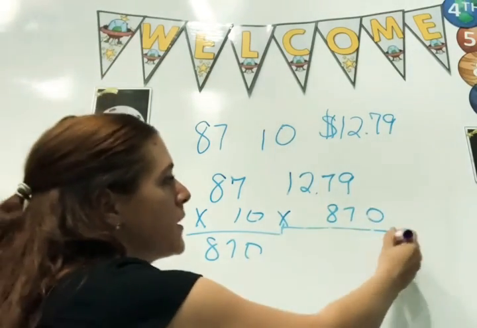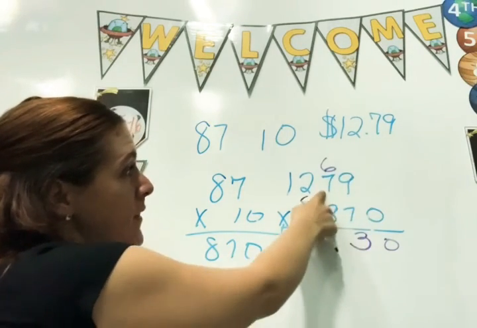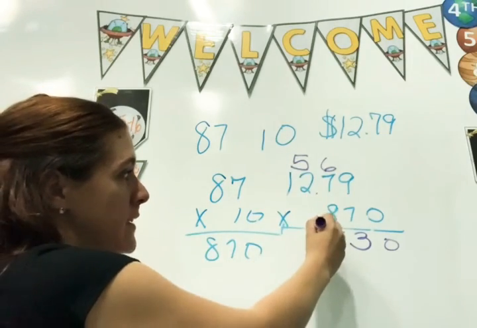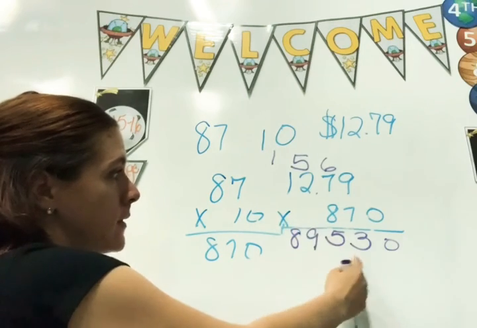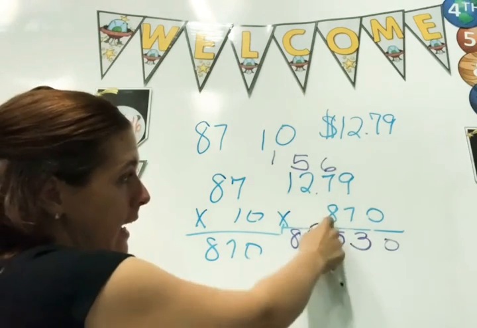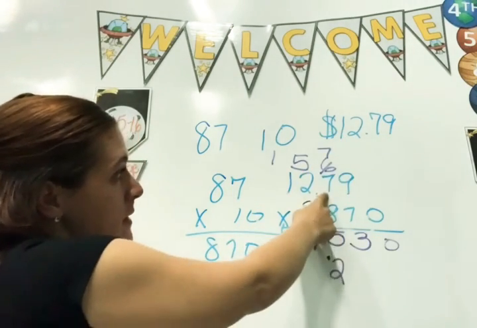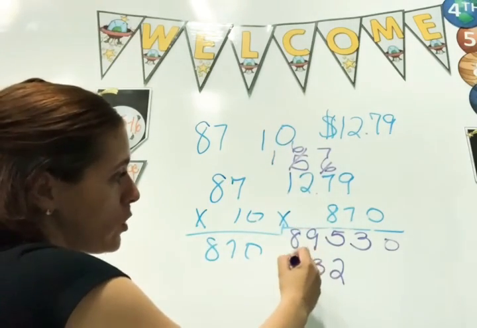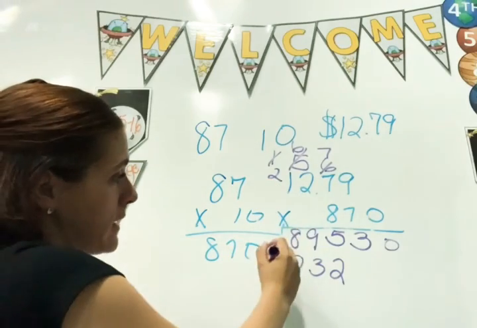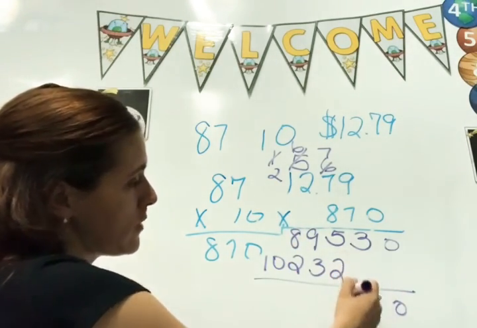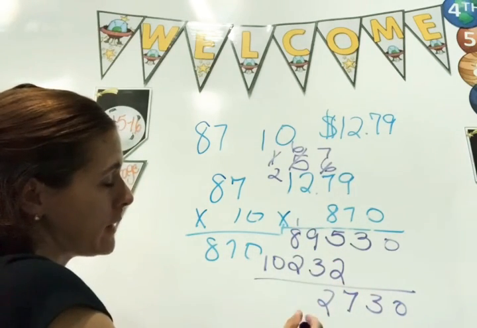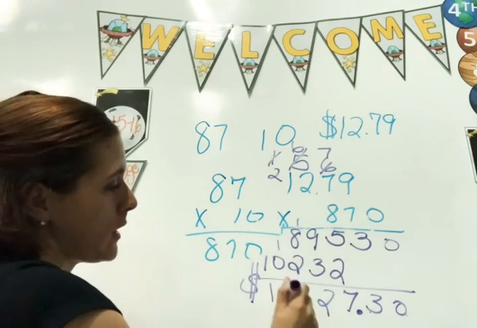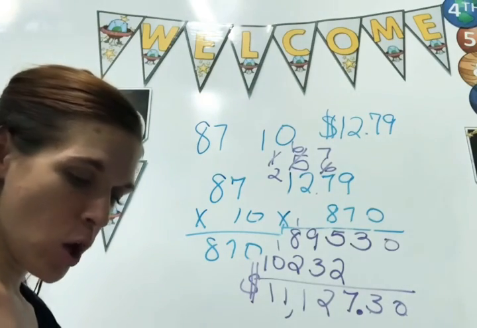Here we go. Put your 0 here. 7 times 9 is 63. 7 times 7 is 49 plus 6 is 55. 7 times 2 is 14. 14 plus 5 is 19. 7 times 1 is 7 plus 1 is 8. Okay, put your next one right here. You're ignoring the 0. 8 times 9 is 72. 8 times 7 is 56 plus 7 is 63. 8 times 2 is 16, 16 plus 6 is 22. 8 times 1 is 8 plus 2 is 10. Adding: 0, 3, 5 plus 2 is 7, 9 plus 3 is 12, 8 plus 1 plus 2 is 11, 1, 1, 1, 2 point, because it is money, and 1, 2, 3, comma. $11,127.30. Wow, you guys, that was really, really long.